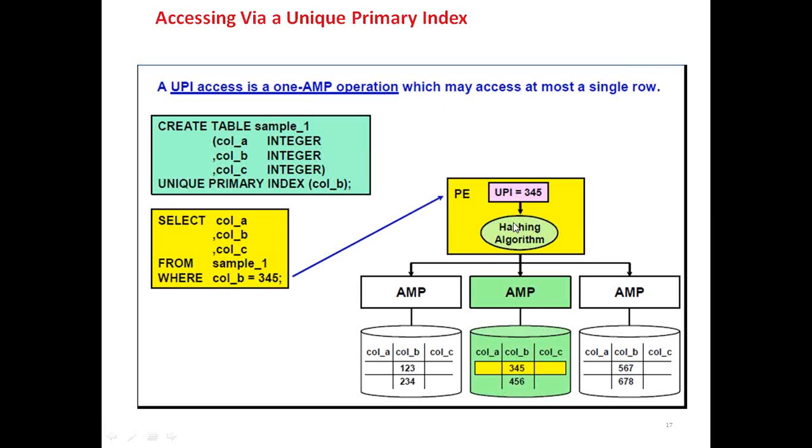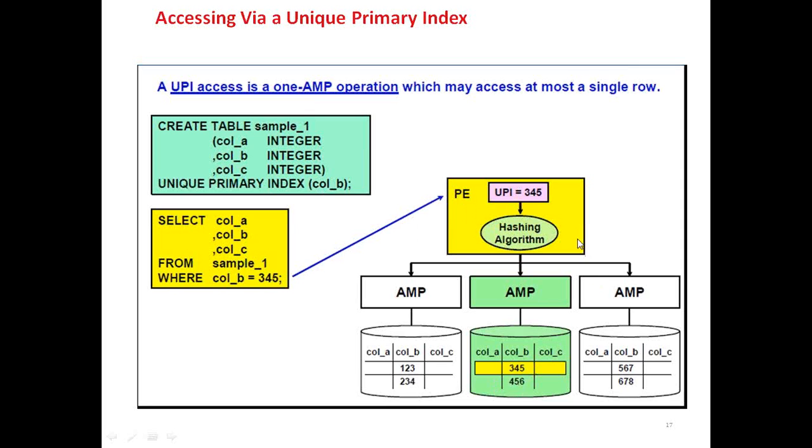Okay, and now it knows in which AMP this particular row has been stored, so it can directly jump to that particular AMP and pick up the record, right? So how many AMPs has it accessed to get back the data which has a unique primary index equal to 345? It is a single AMP, right? So we have created the table and we have inserted the data.